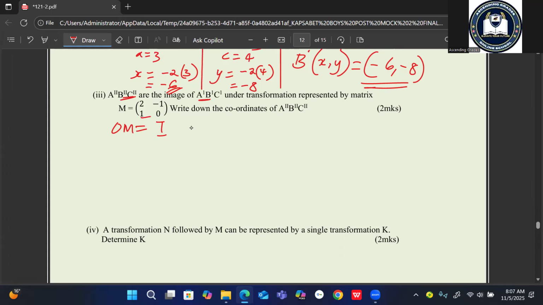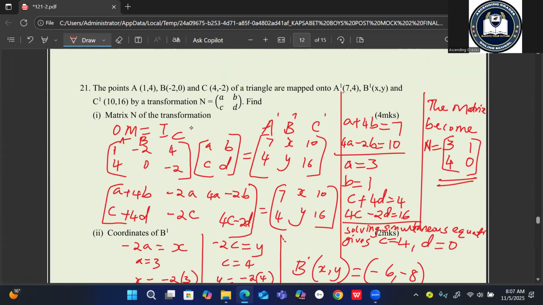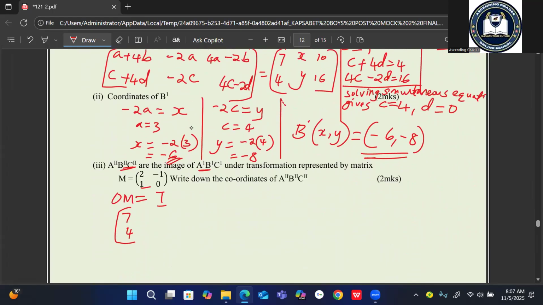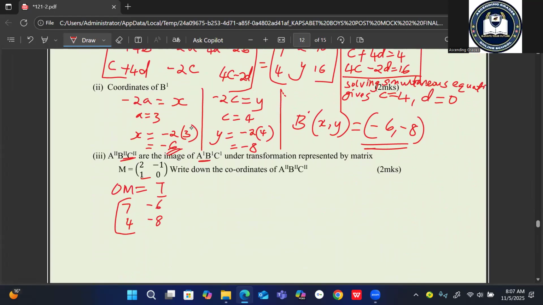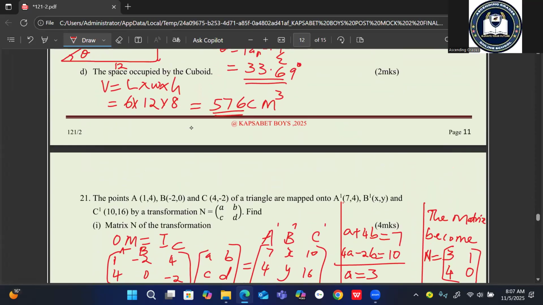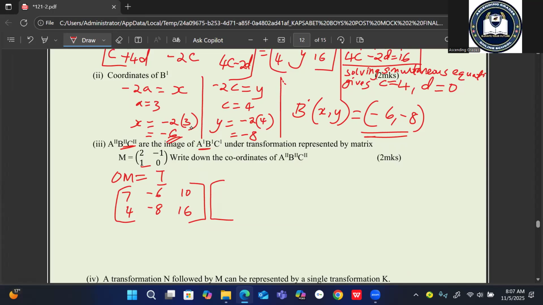So our object of A prime, B prime, C prime: A prime is 7, 4. Then our B prime is here, negative 6, negative 8. Then C prime becomes 10, 16. You have it there as 10, 16. Then our matrix of transformation becomes 2, negative 1, 1, 0.